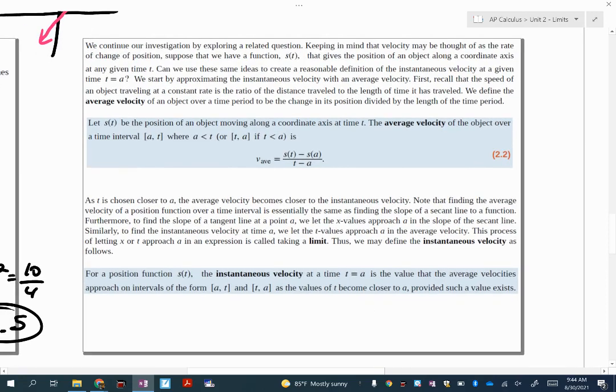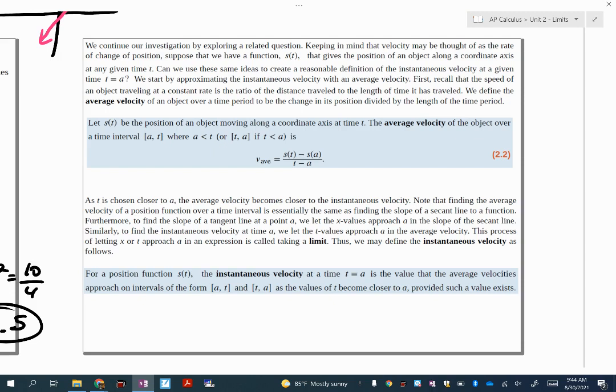Now we're going to do a quick little intro to an application of this. The idea is that if we think about velocity as the rate of change of a position, and they give us a position function, S of t, we can use this same idea to come up with a reasonable explanation or definition for the instantaneous velocity of a given object at time t.